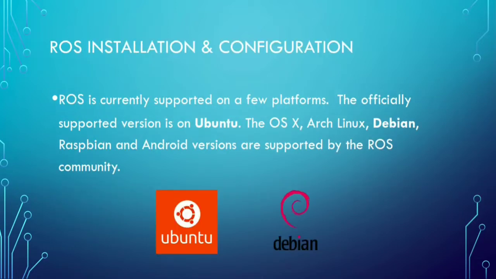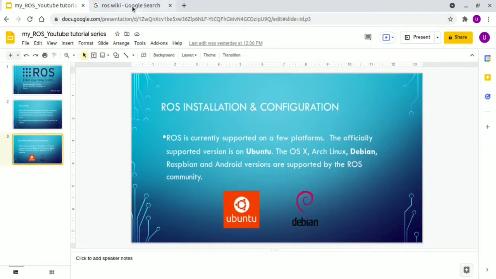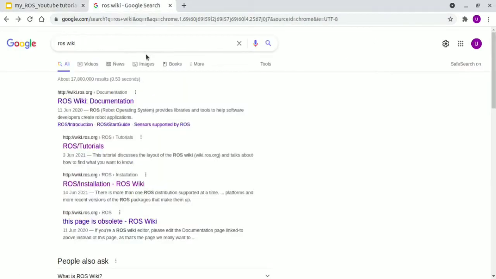So, ROS installation and configuration. Currently, ROS is supported on a few platforms, but the official supported version is on Ubuntu and I think on Debian too. So, how do we install ROS on our Ubuntu? The first thing we have to do is go to our browser and just Google search ROS Wiki, and on the page you click on ROS installation.